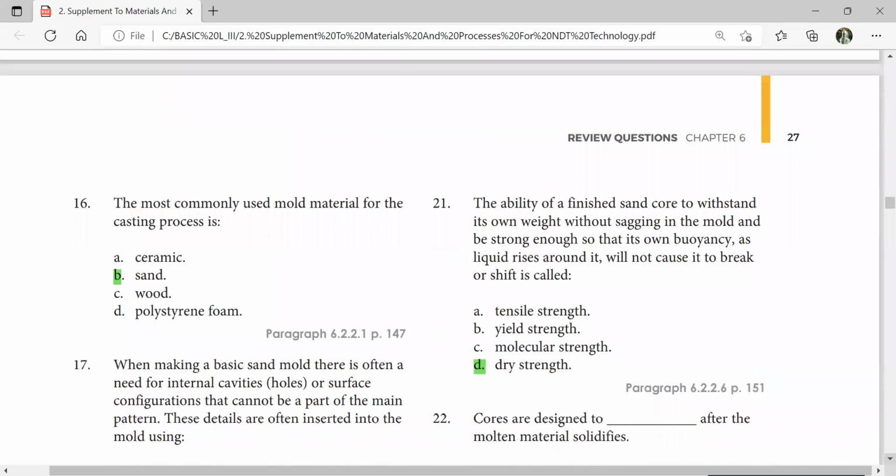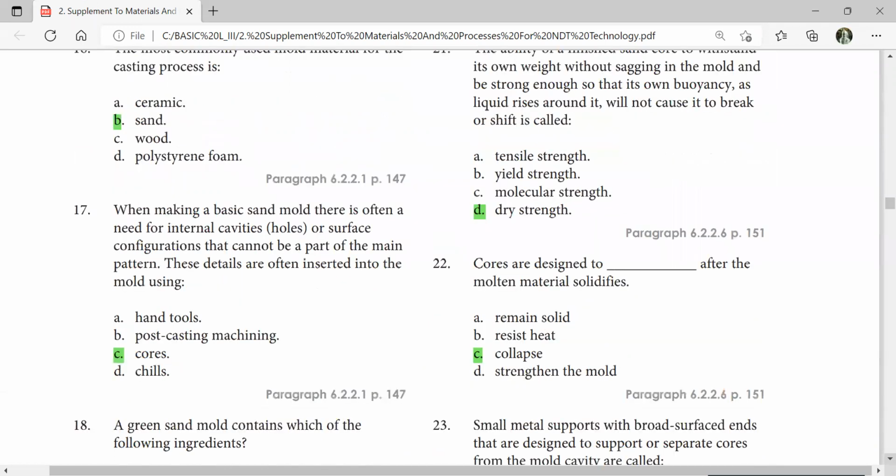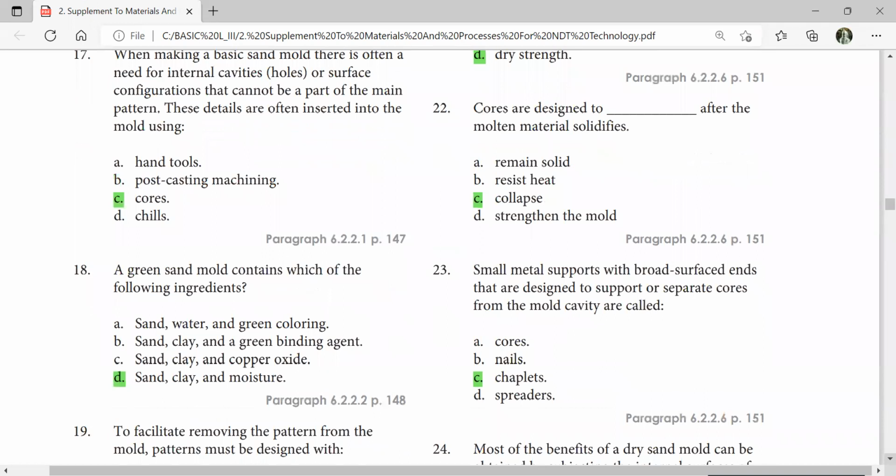The most commonly used mold material for the casting process is sand. When making a basic sand mold, there is often a need for internal cavities, holes, or surface configurations that cannot be a part of the main pattern. These details are often inserted into the mold using cores. The green sand mold contains which of the following ingredients? Sand, clay, and moisture.